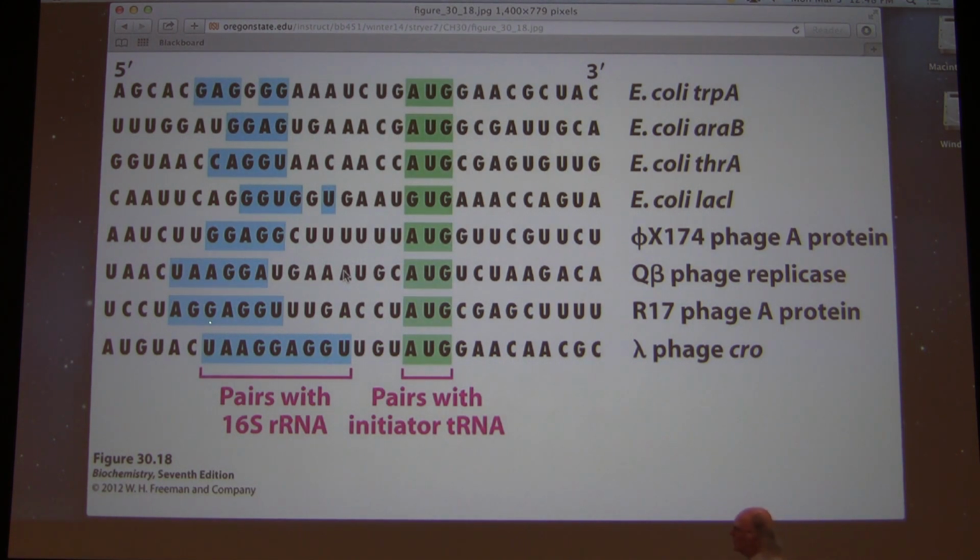But this Shine-Dalgarno sequence, the core is this guy right here, G, G, A, G, G. That is the part of it that most commonly appears, and there you see it right there, G, G, A, G, G, that most commonly appears. But you see variations on that G, G, A, G, G throughout here. The Shine-Dalgarno sequence is necessary for lining things up properly inside of the ribosome.